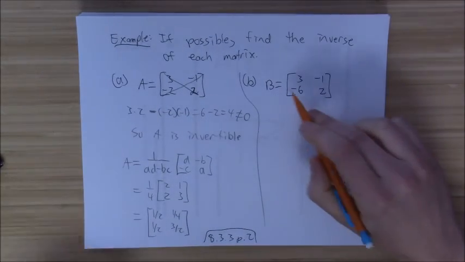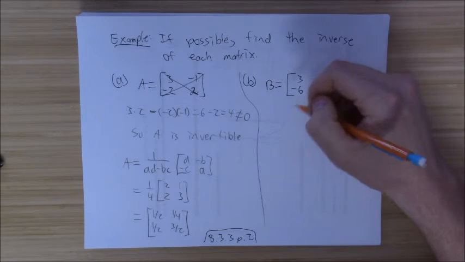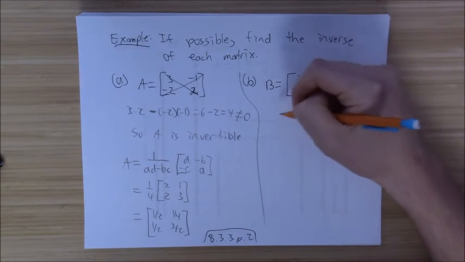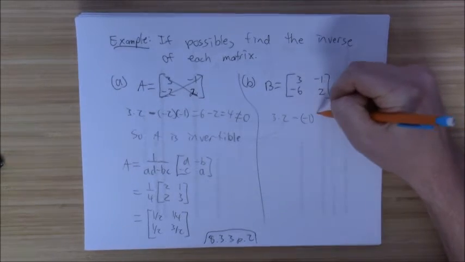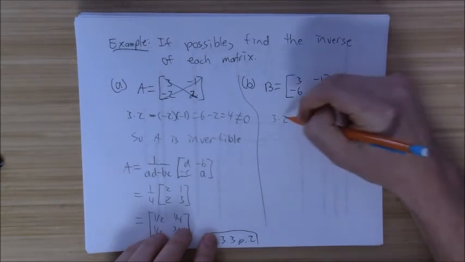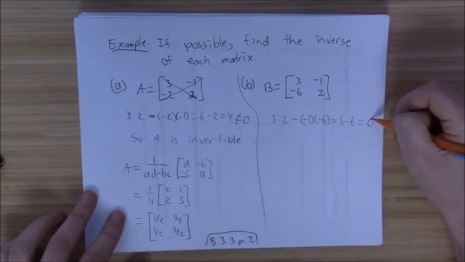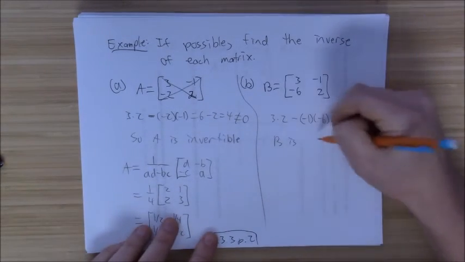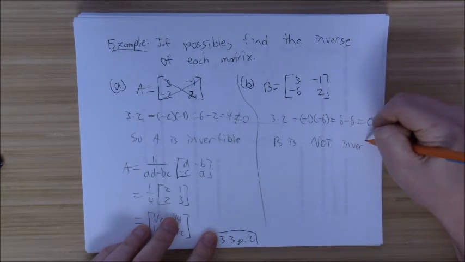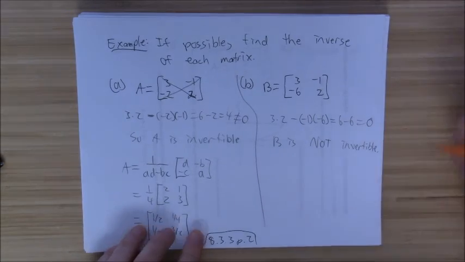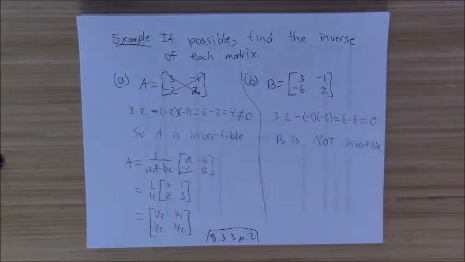Now for the matrix B, if we calculate the determinant, we have 3 times 2 minus negative 1 times negative 6, which is 6 minus 6, which equals 0. And since it's 0, B is not invertible. So that's a useful trick for finding the inverse of a square 2 by 2 matrix.